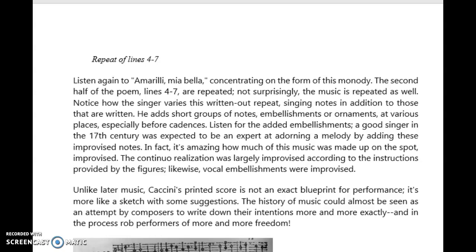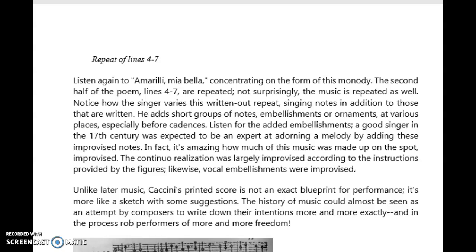A good singer in the 17th century was expected to be an expert at adorning a melody by adding these improvised notes. In fact, it's amazing how much of this music was made up on the spot, improvised. The continuo realization was largely improvised according to the instructions provided by the figures and also by the notes given by the composer. And likewise, they wanted the soloist to also embellish. Unlike later music, this printed score is not an exact blueprint for performance.